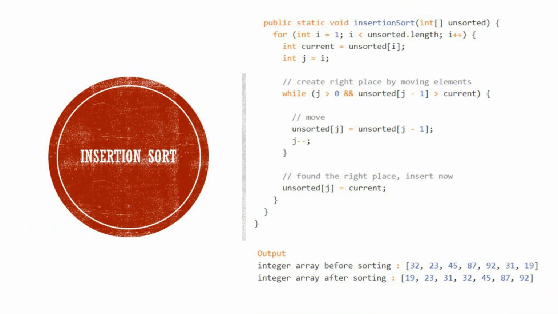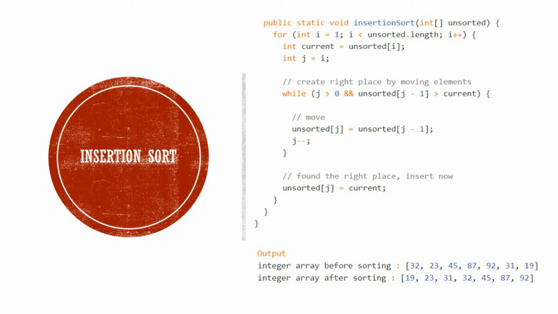Then public static void insertionSort. We have a for loop statement here. In the loop we have int i equal 1, i less than unsorted dot length, and then i plus plus, and then integer current equal unsorted i, and then integer j equal i. That's all for initialization.